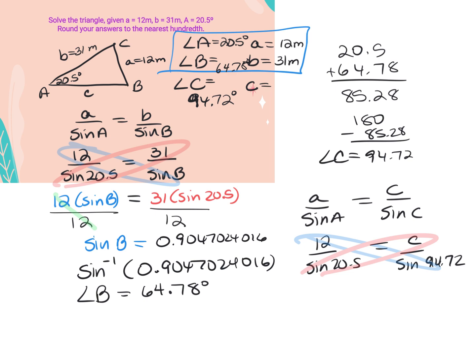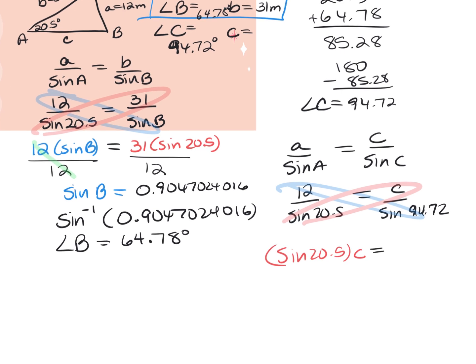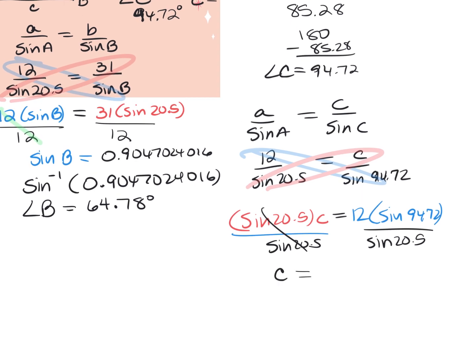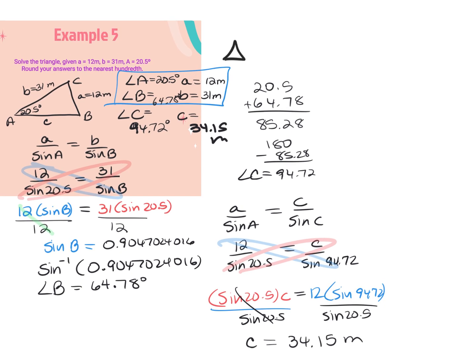So I get the sine of 20.5 times C is equal to the other diagonal, 12 times the sine of 94.72. So divide by sine 20.5, so that cancels on the left side. And now I'm not looking for an angle, so I'm just going to do 12 times the sine of 94.72 divided by the sine of 20.5. This will give me 34.149, so rounded to the hundredths place, 34.15, and these are meters. So that's my last missing piece, and this is all triangle number 1.